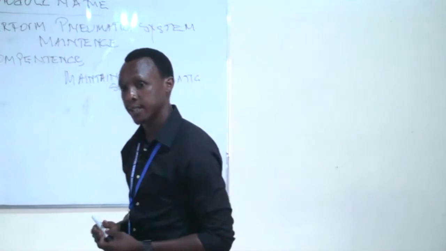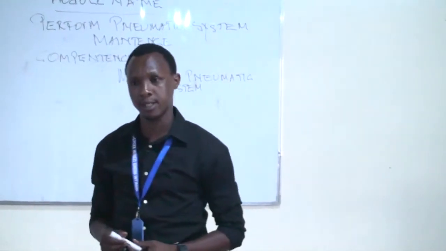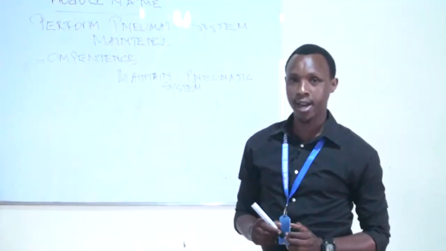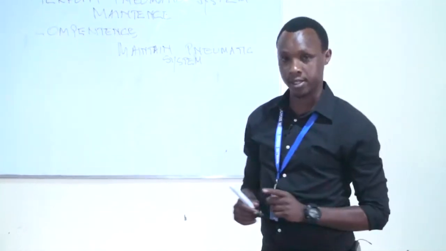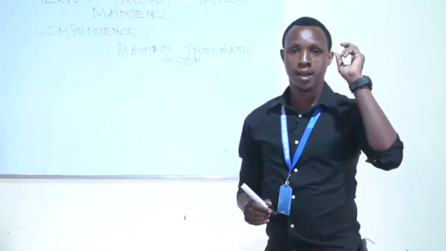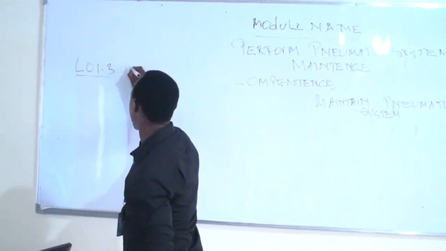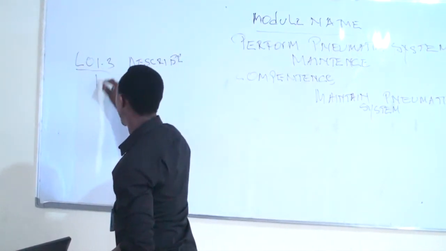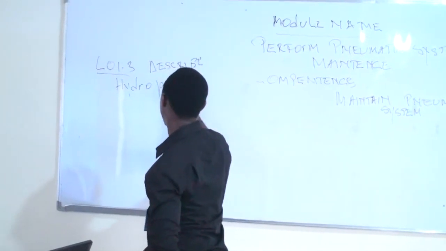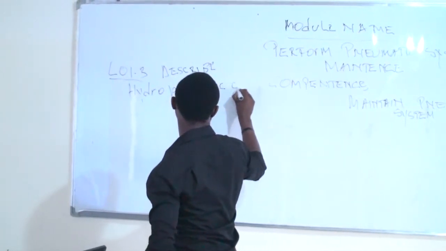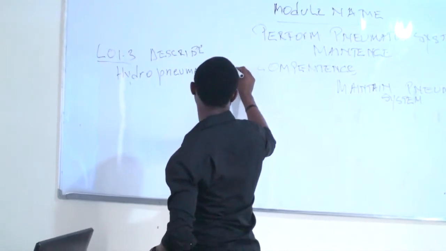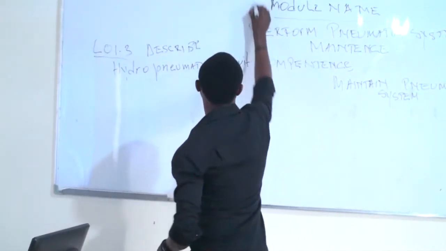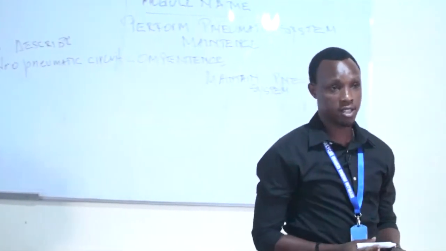To identify pneumatic system, we have seen that you have some learning outcomes. We started with the property of pneumatic system, and the description of pneumatic circuit. The lesson for today is learning outcome 3, which is called Describe Pneumatic Circuit. The lesson that you are going to learn today is the description of pneumatic circuit.